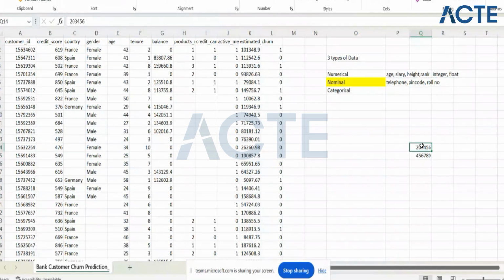Okay. So this all comes under the nominal data. Understood? Basically, with this data we can't do any kind of operation. Even if we do, it won't make any sense. Whereas with numerical data, we can do any kind of operation and get information from it. That's numerical, right, sir? Correct. And last comes the categorical data.